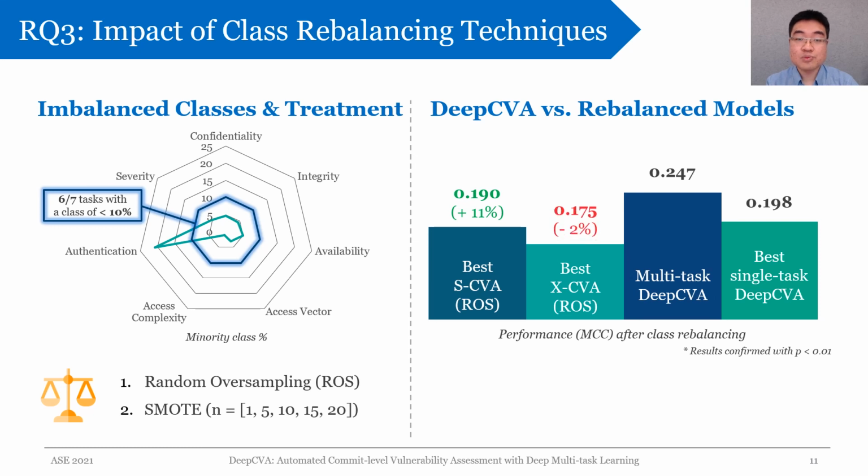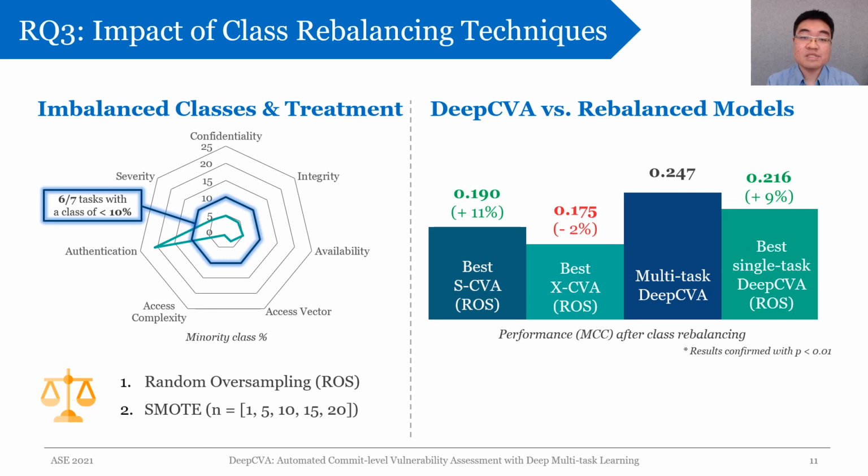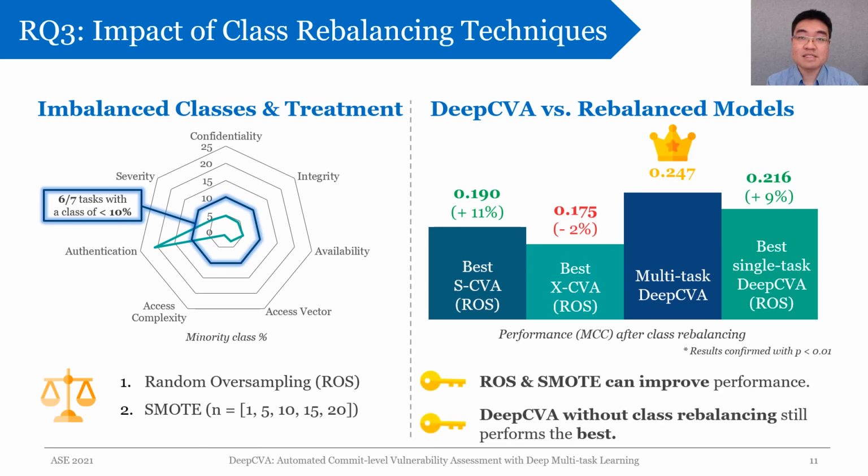Overall, ROS and SMOTE improved performance for most of the cases except for XCVA. However, DeepCVA still maintains the best performance without using class rebalancing techniques. We believe that there's still room for future research to explore techniques to handle imbalanced class for multi-class learning.